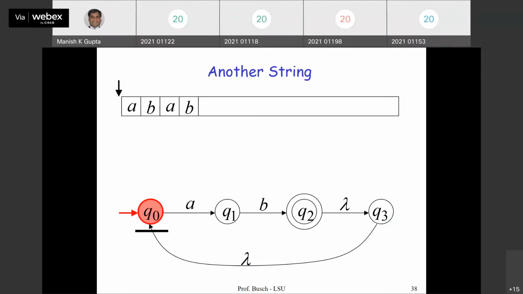But in the next case, what happens? If it is ABAB, you reach up to Q2 but the input is not finished, so you move further. There is a delay, so lambda, then A, B. So ABAB is accepted, okay? Here AB is finished, then lambda has provided a delay in the computation so that you can come back and start with the next AB part of the string, right?